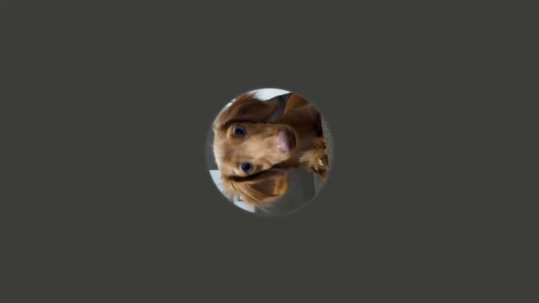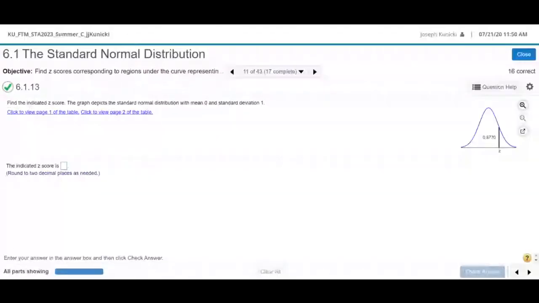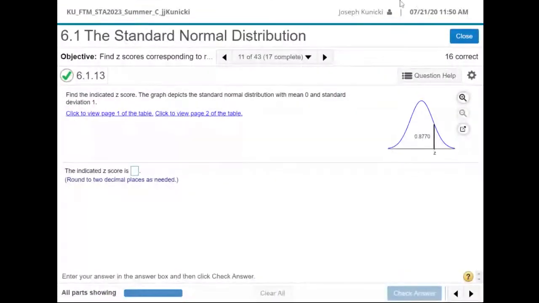If I'm correct, this one isn't shaded, but if it's shaded to the right, then you subtract from 1, and if it's shaded to the left, then you don't have to subtract from 1. But you can use StatCrunch for this, or you can use the TI-83 actually. All right. Well, you can show me how to use StatCrunch.